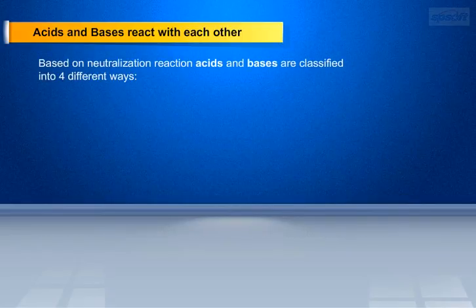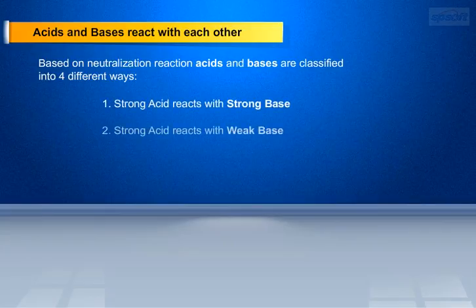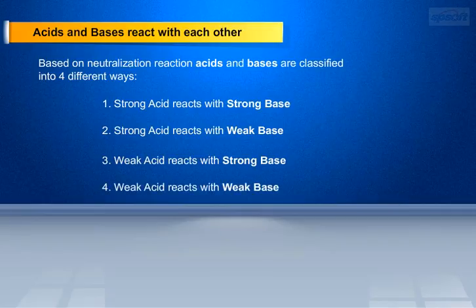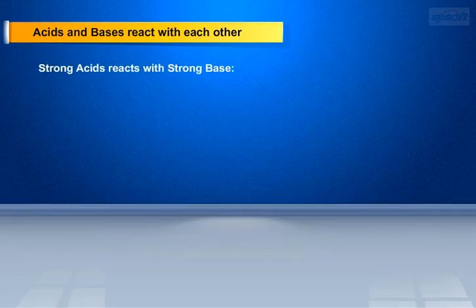Based on neutralization reaction, acids and bases are classified into 4 different ways. They are: strong acid reacts with strong base. Strong acid reacts with weak base. Weak acid reacts with strong base. Weak acid reacts with weak base. Let us discuss each one briefly. Let's start with the reaction of strong acid with strong base.